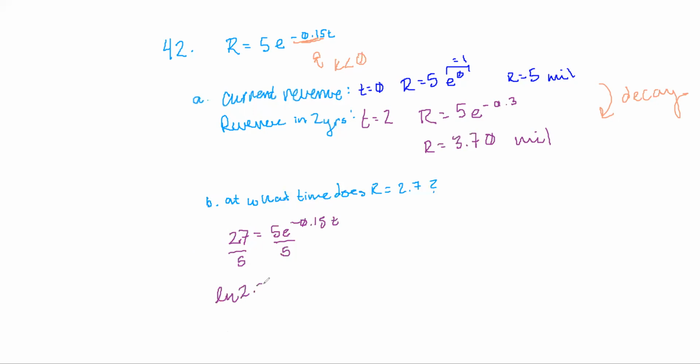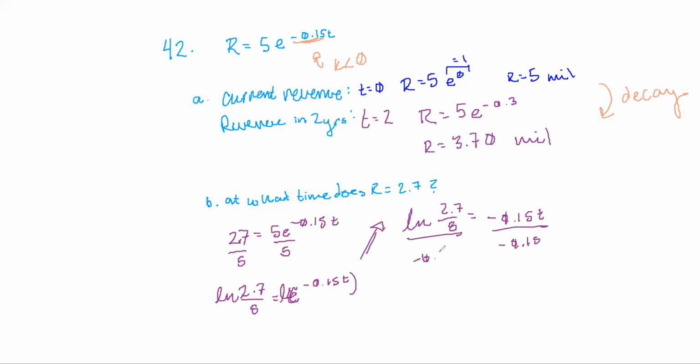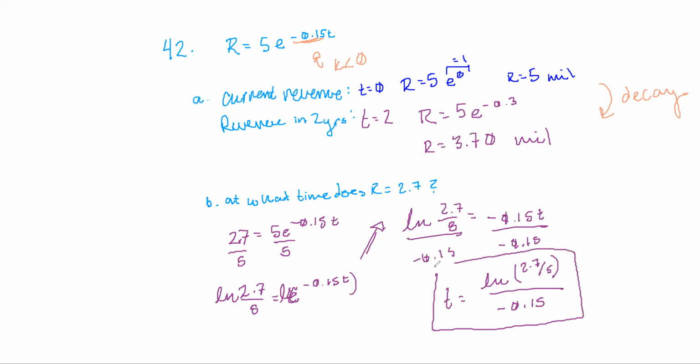So I'm going to solve this like you would on an exam without a calculator, just to show you how to cope with not having a calculator. So then I'm going to take the natural log of this side. So I end up with, you have to do it to both sides. ln 2.7 over 5 is equal to the natural log of e to the negative 0.15t, which is going to be equal to negative 0.15t, divided by negative 0.15 on both sides. So t is equal to the natural log of 2.7 divided by 5, over negative 0.15. And this is how the answer would appear on your exam. It looks like a mess, but that's just how it is.